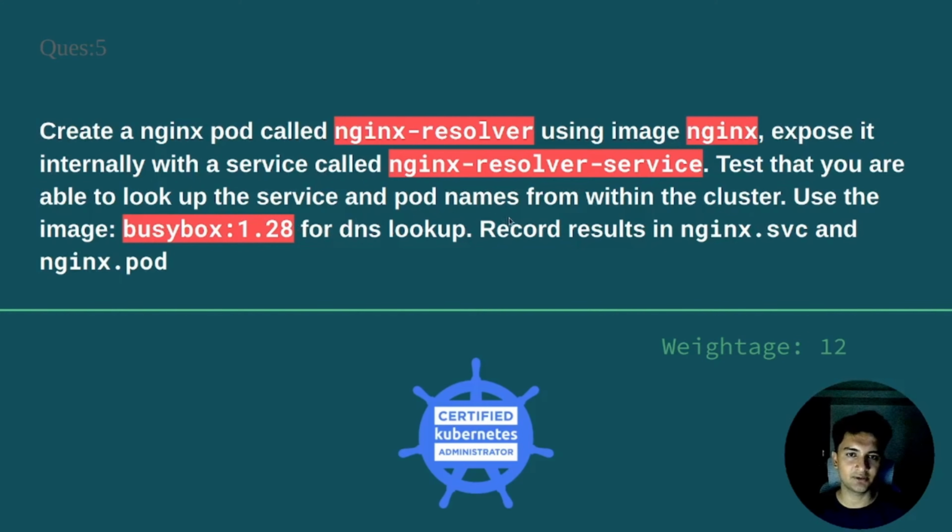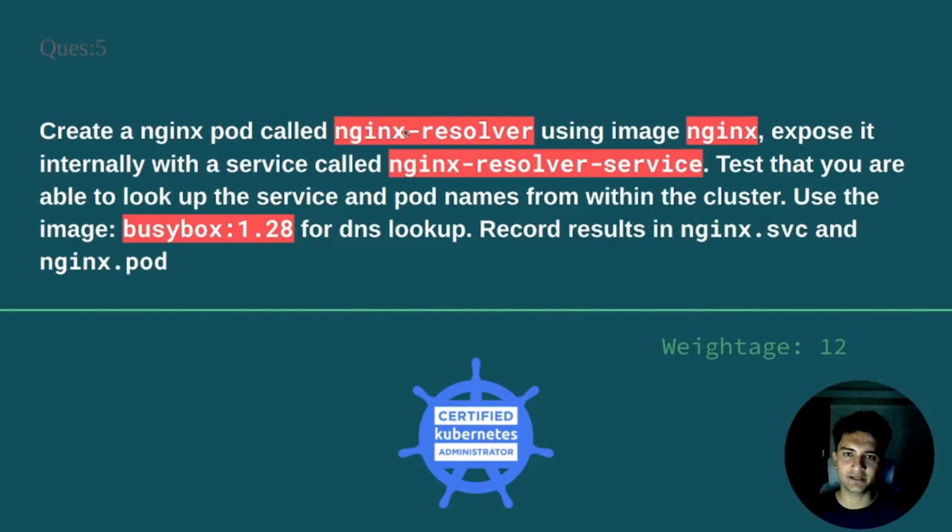So once it is done, you need to save the results in the nginx.svc file for service and nginx.pod file for pod. So this is a networking or a DNS kind of question. Let's try to answer this. The question has weightage of around 12, which means this is very, very important and you should know this. This is actually very easy, so let me show you how you can do this.